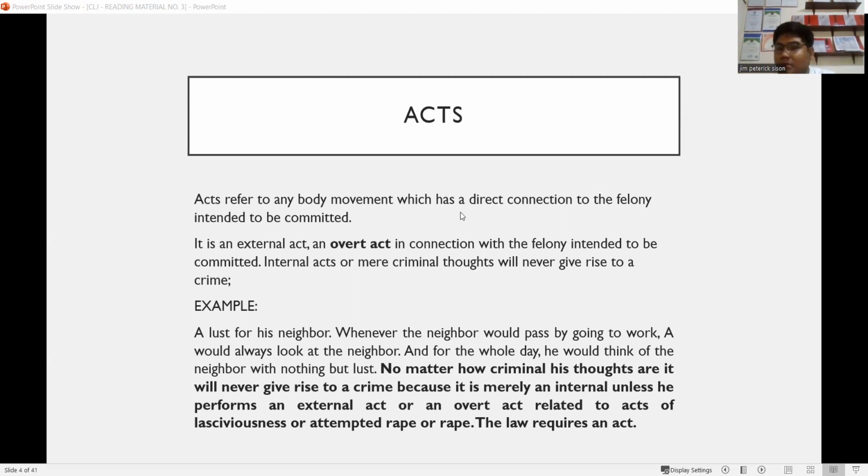There is no overt act of rape or acts of lasciviousness. Again, nullum crimen nulla poena sine lege: there is no crime if there is no law punishing it. If he is still merely thinking about it and has not yet committed acts of lasciviousness, like touching the boobs or buttocks, it is not yet punishable because the law requires an external act or an overt act. Overt act means an act related to the felony intended to be committed, like acts of lasciviousness or attempted rape. The law requires acts in order for a person to be held criminally liable under the Revised Penal Code.